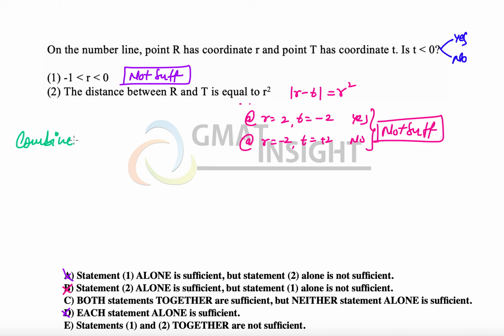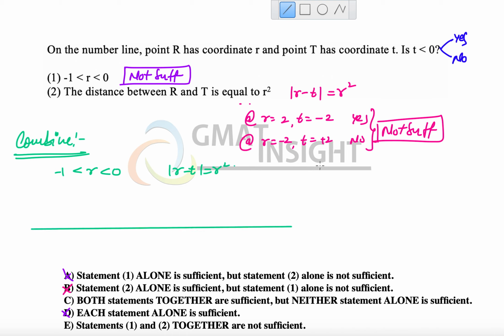Now that we combine the two statements, we see that R certainly has to be between minus 1 and 0. Also we know that the mod of R minus T is equal to R square. That means the distance between R and T is equal to R square. Now let's assume some value of R on the number line. So let me just quickly take a line.